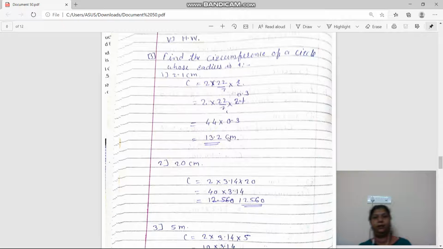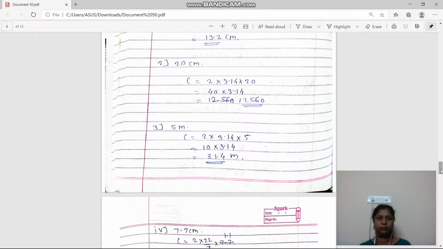Get it? Now next, 20 centimeters. So here radius is given, 20 centimeters. C is equal to 2 multiplied by 3.14 multiplied by 20. So 20 into 2 we get 40. 40 multiplied by 3.14 we get 125.60. Get it? Now next example is 5 meter. So C is equal to 2 multiplied by 3.14 multiplied by 5. 5 2s are 10. Multiplied by 3.14, so it is equal to 31.4 meter.